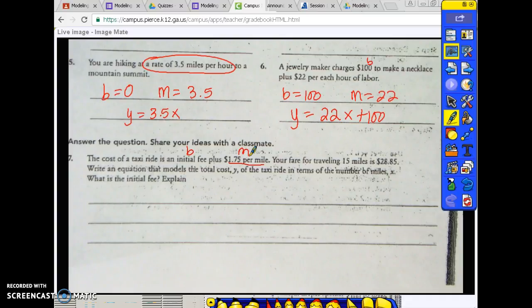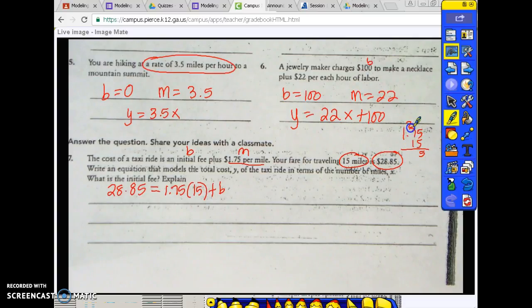It says that the cost is y. So the $28.85 that I spent is going to be my y. y equals, m is $1.75. It says that x is the number of miles. So I'm going to plug in 15 for x. And I'm solving for b. We are going to multiply $1.75 times 15.